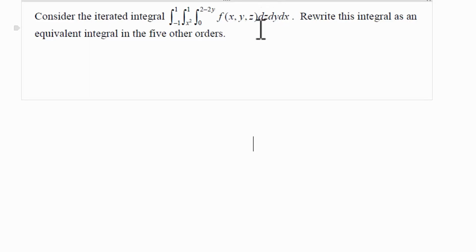I'm going to do 2. I'll do 2 out of the 5. You'll have 3 more to do after that. So what you really should try to do is draw the region here.